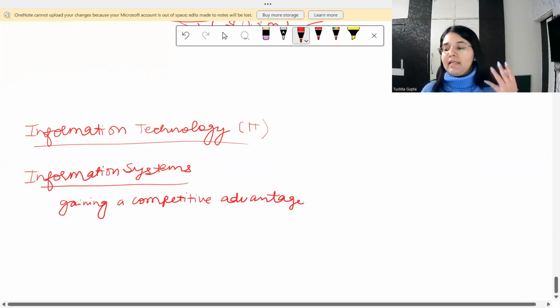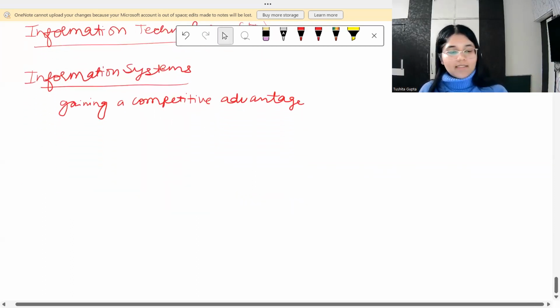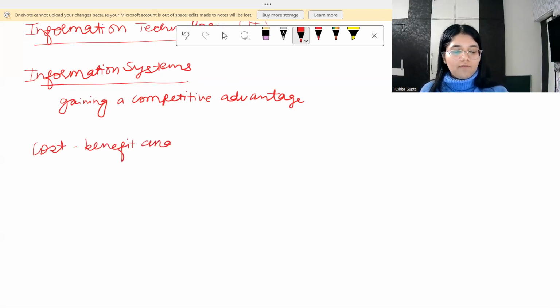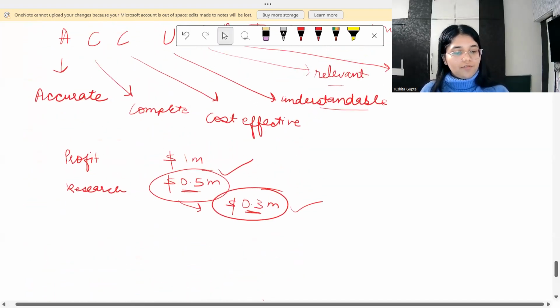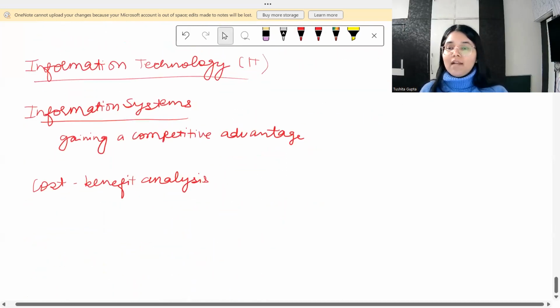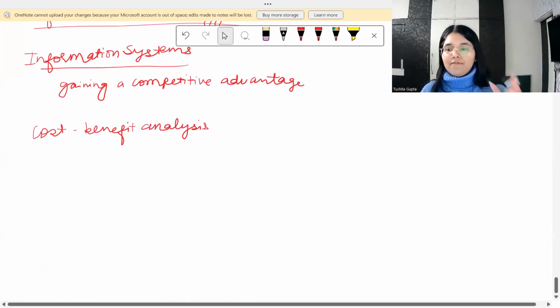So these are basically systems that will help you with the provision and management of information that support you with running your business. Then the next thing that we do is a cost benefit analysis, like I told you above when we were discussing the characteristics of good information. So we knew that good information should be cost effective. So to understand whether or not the information is cost effective, we undertake a cost benefit analysis.